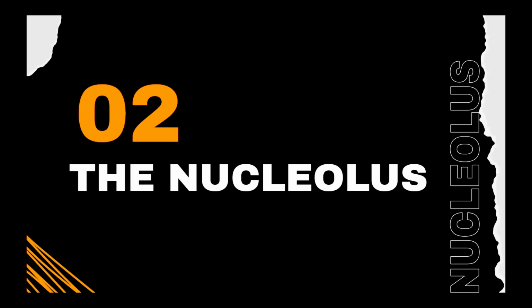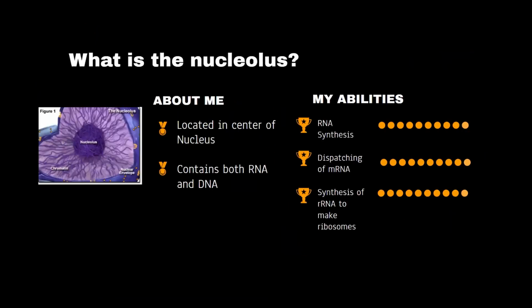Okay, so next up we have the nucleolus. The nucleolus is located in the center of the nucleus and contains both RNA and DNA, and its main ability is to synthesize rRNA to make ribosomes.